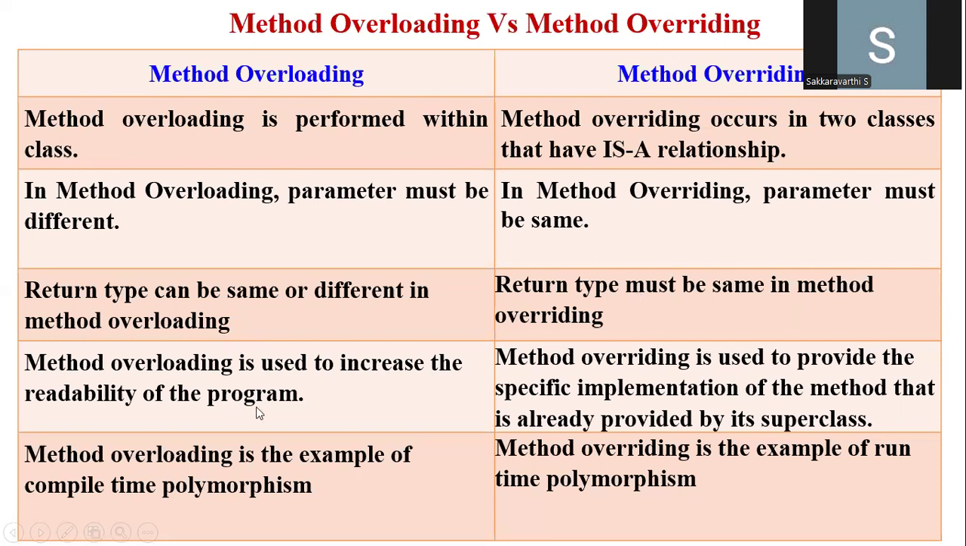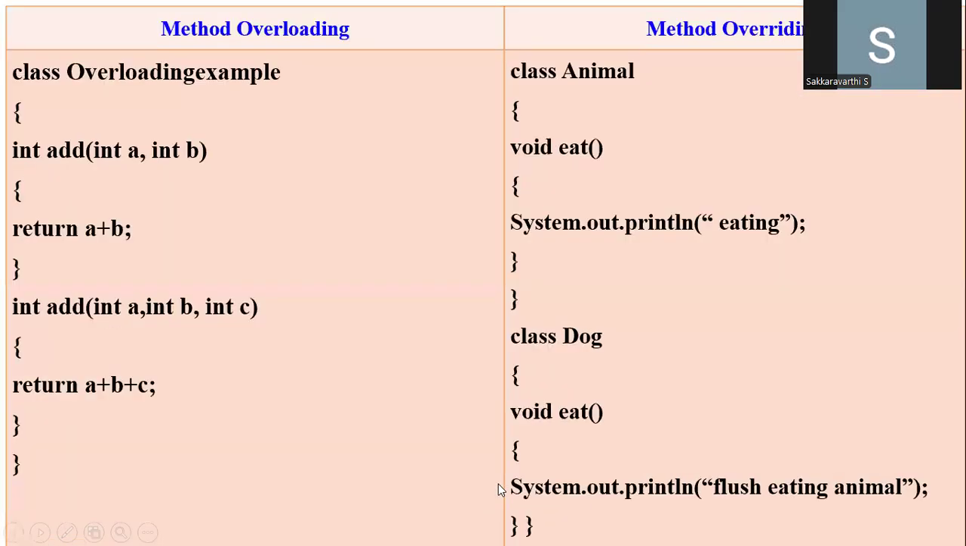Method overloading is used to increase the readability of the program, whereas method overriding is used to provide the specific implementation of the method that is already provided by its superclass. Method overloading is an example of compile time polymorphism, whereas method overriding is an example of runtime polymorphism. And again, in the program, we are providing the add method, and they differ in their number of arguments. Here the number of arguments is 2 and here it is 3.